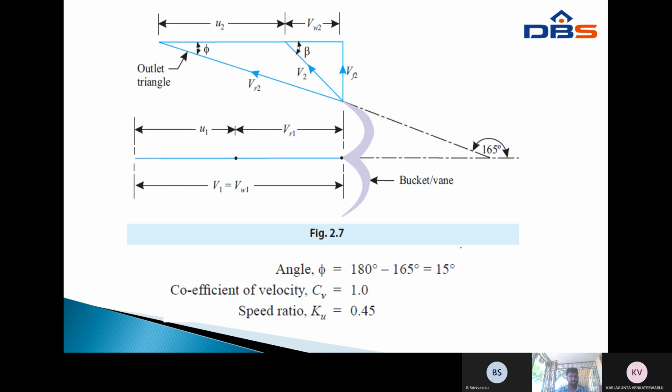To draw the velocity triangle. This is the velocity triangle of Pelton wheel turbine. In this, angle phi equal to 180 minus 165, that equal to 15. The 15 means phi. Coefficient of velocity Cv equal to 1.0. Speed ratio K equal to 0.45.